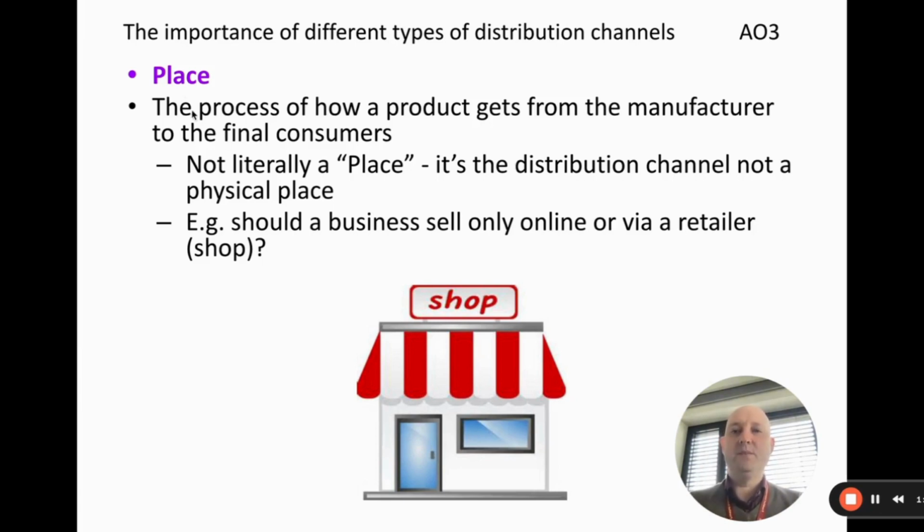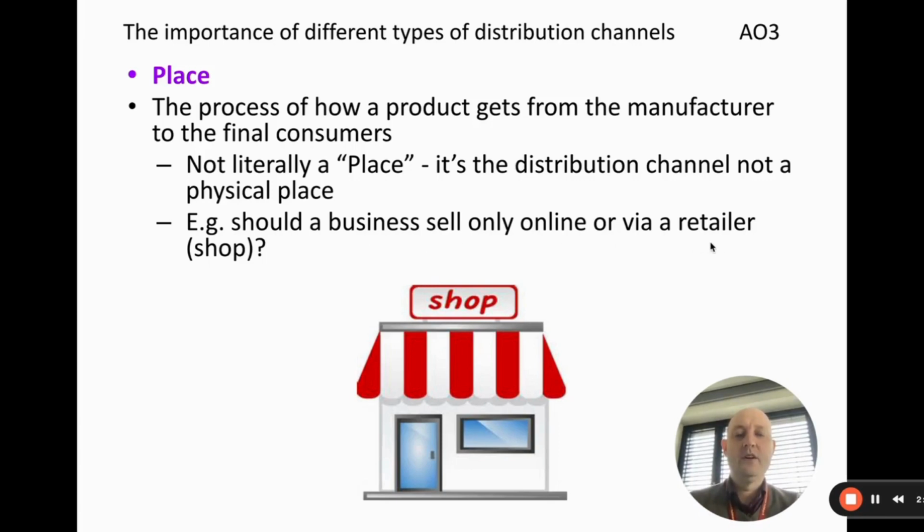So place is the process of how a product gets from the manufacturer to the final consumers. So actually place is the way of getting from the manufacturer to consumers. So it's not literally a place, it's a method of distribution that we're going to see. So it's the distribution channel, not a physical place. And another way of saying that is it's the journey the product goes through rather than a specific place on that journey.